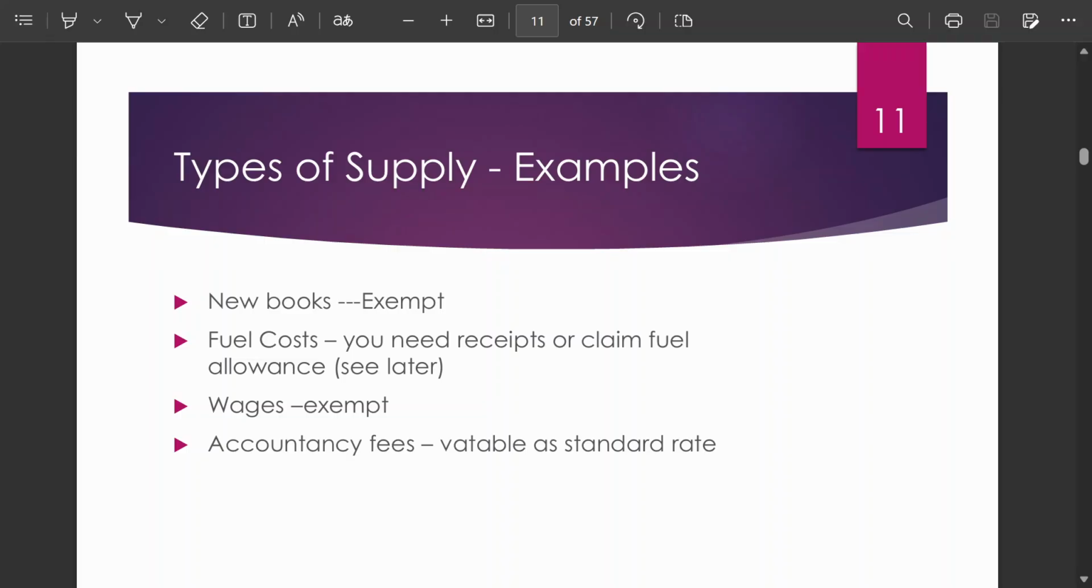Accountancy fees, that's a standard rated supply. So if you get a question saying so and so paid accountancy fees of this much, you know that the VAT on the accountancy fees is standard rated, which means they must have paid 20% VAT on it. So you can reclaim the 20% VAT, right? Don't write it as 5% or 0%. There are examples: new books are exempt, wages are exempt, but accountancy fees are standard rated taxable supplies.